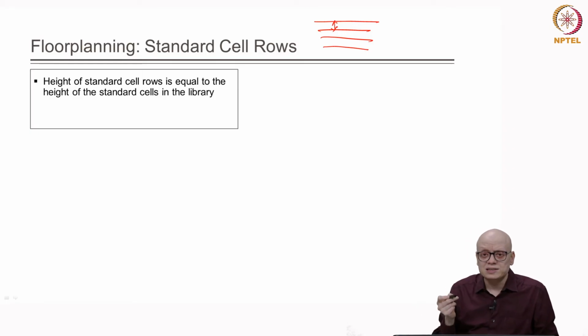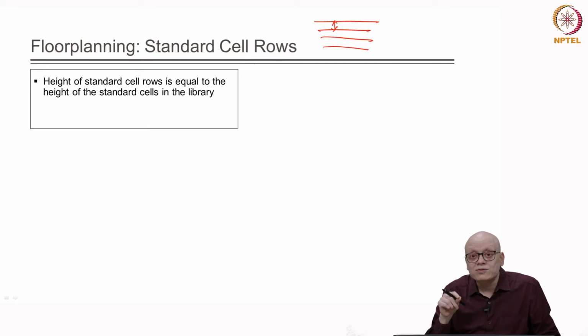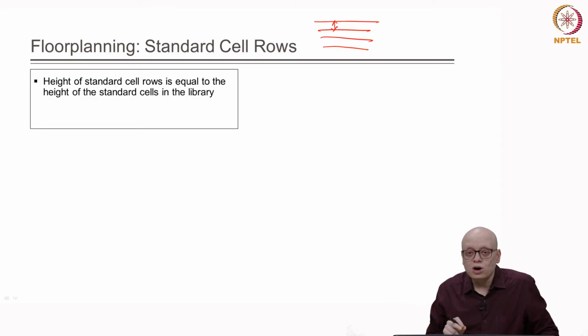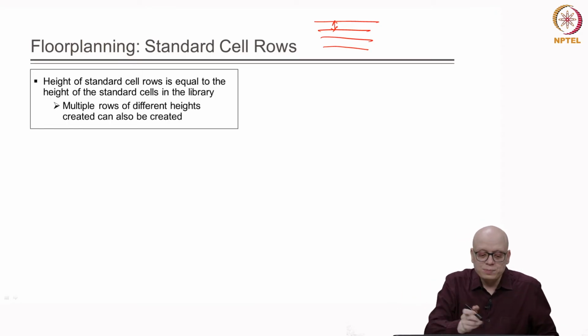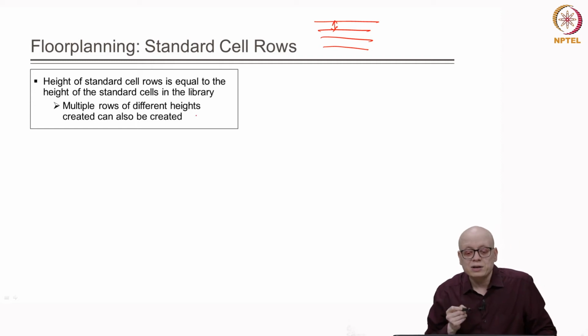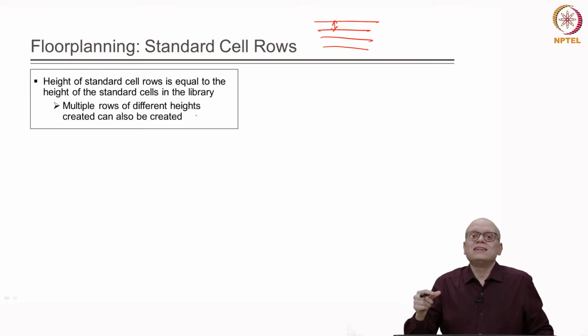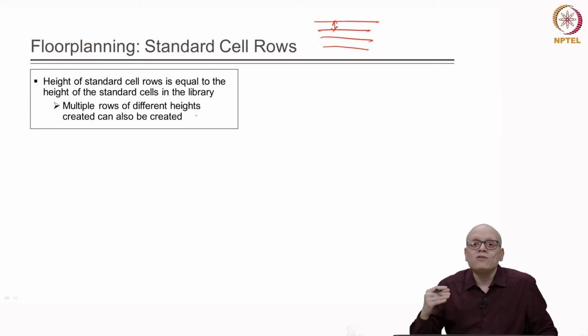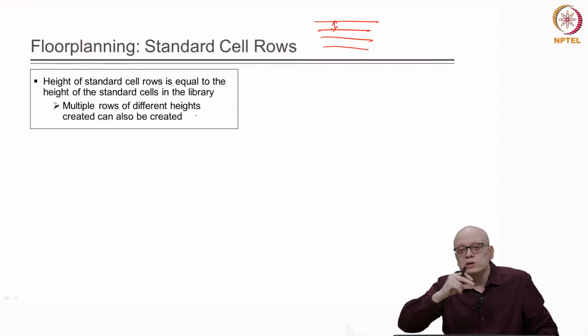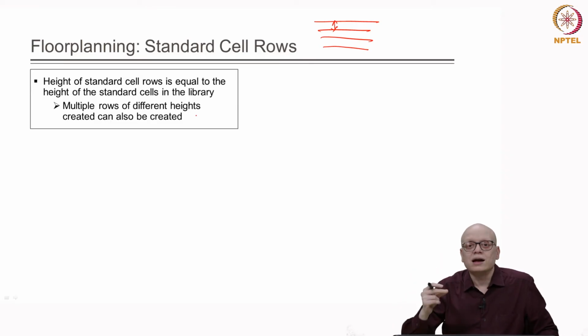Now, in some libraries, different cells can have different heights, right. In that case we can make rows of different heights. So, multiple rows of different heights can be created when there are cells of different heights in the library. Usually it does not happen, but in some cases we might have cells of multiple heights, maybe height h1 and h2, right. Then you will need to create two different rows, one of height h1 and another of height h2.